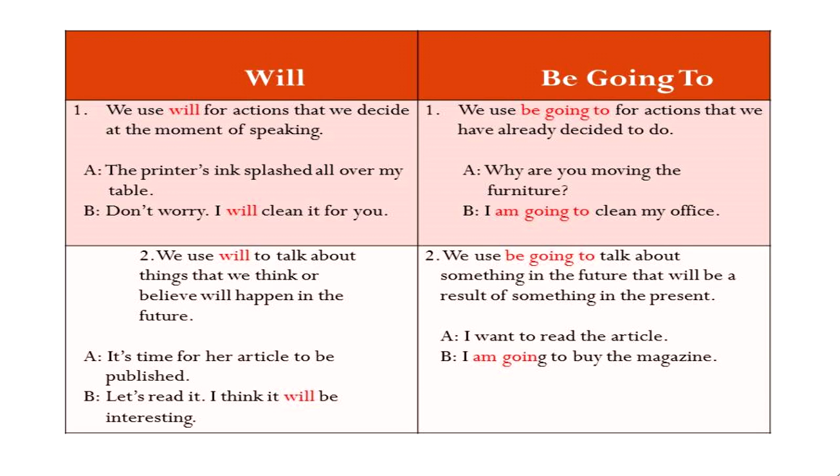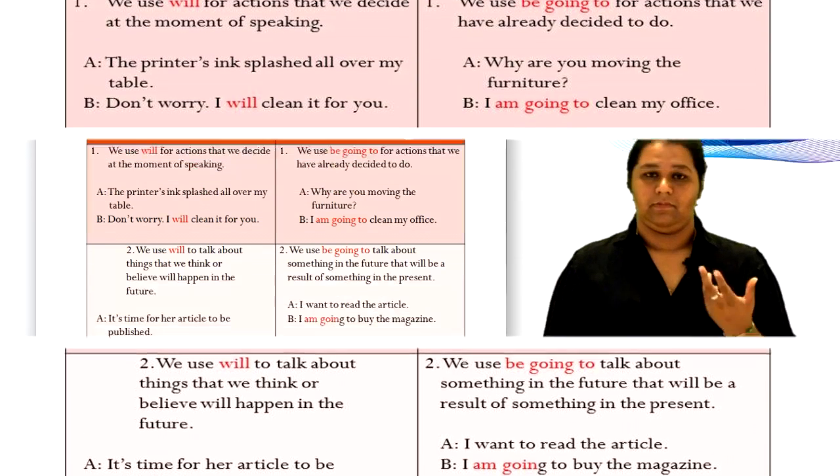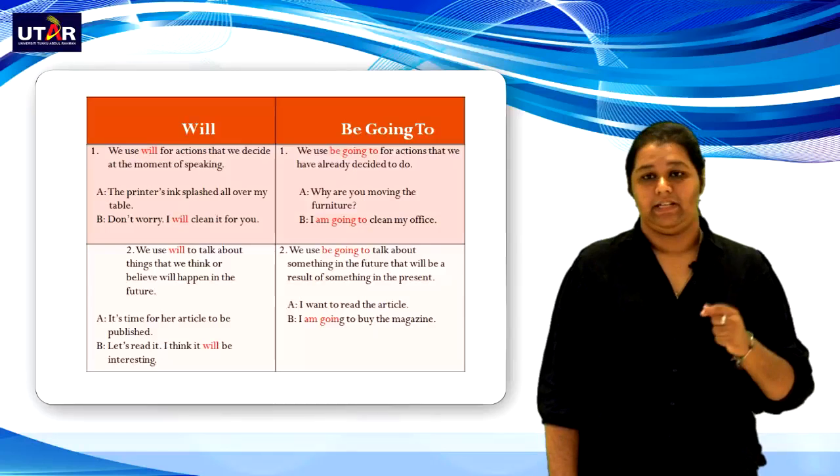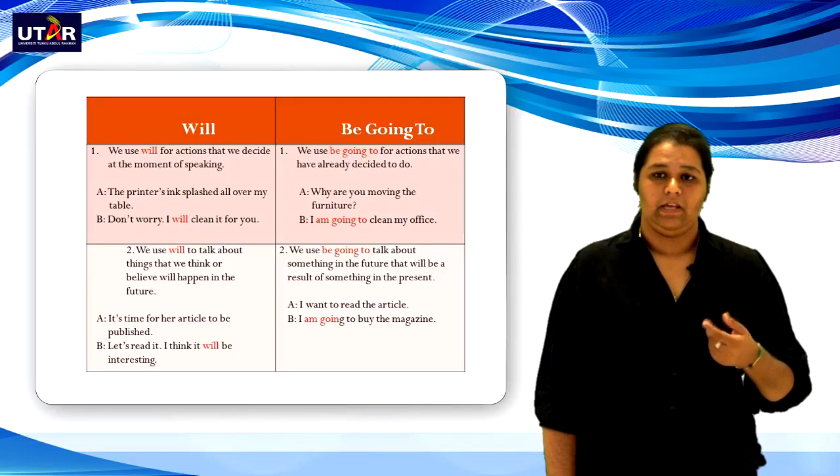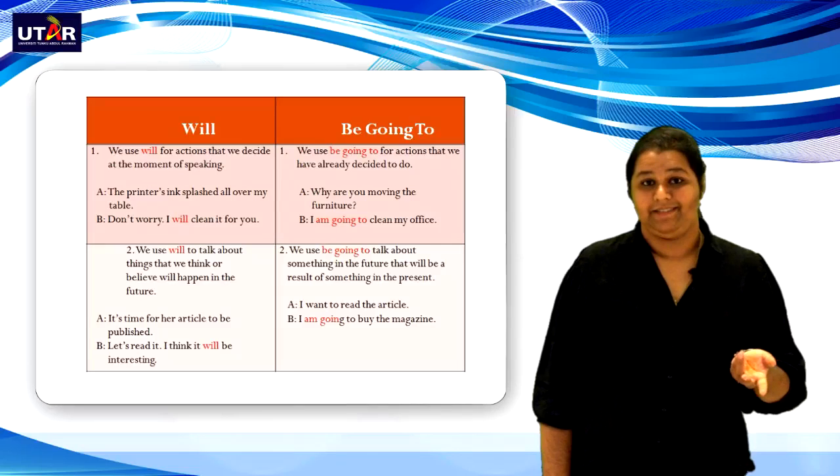For will, we use will to talk about things that we think or believe will happen in the future. It is time for the article to be published. The answer would be, let's read it. I think it will be interesting. Now for the other one, we use be going to talk about something in the future that will be a result of something in the present. For example, I want to read the article. The answer would be, I'm going to buy the magazine.